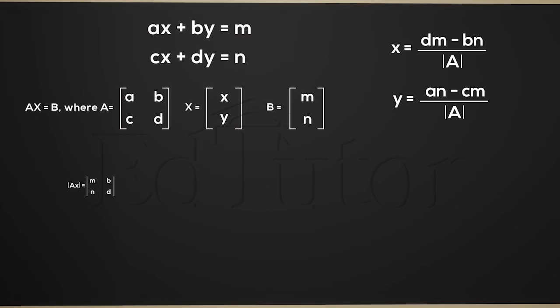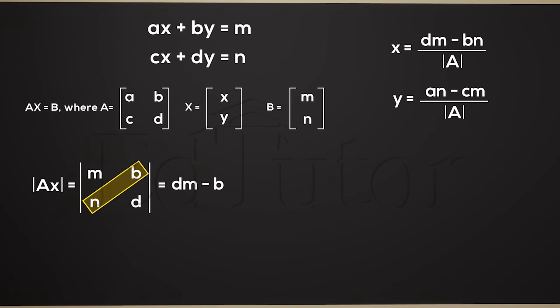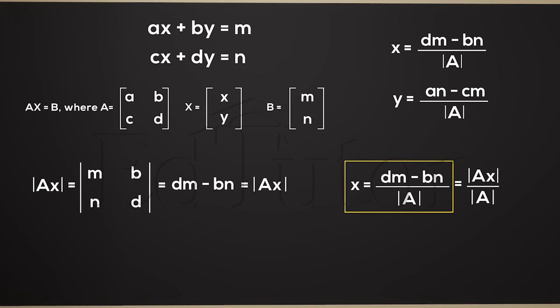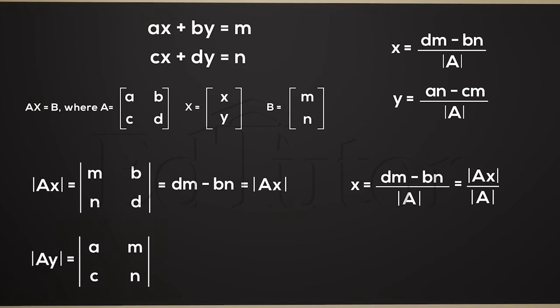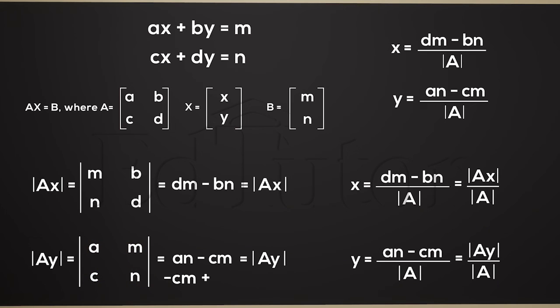Come back here and take the determinant of matrix Ax. Cross multiply these two minus the product of these two. Is this the same as this? Yes. Now, we can replace dm minus bn with the determinant of Ax. Surprised? There's more. For matrix Ay, its determinant is a times n minus c times m, or negative c times m plus a times n, which is easier to compare. Because of equality, I can replace this with the determinant of Ay.